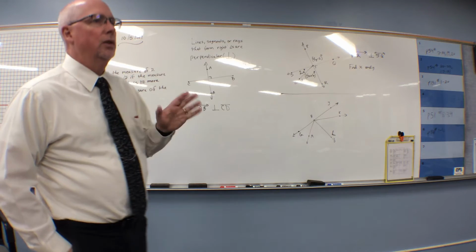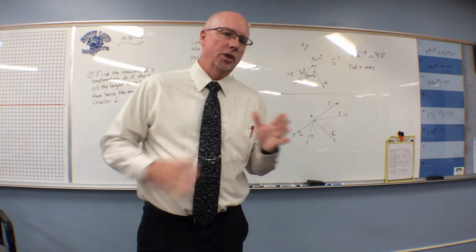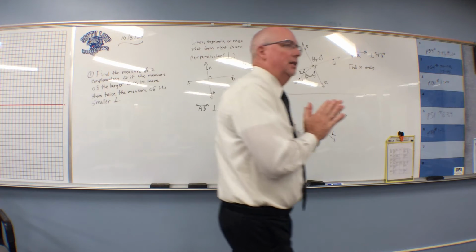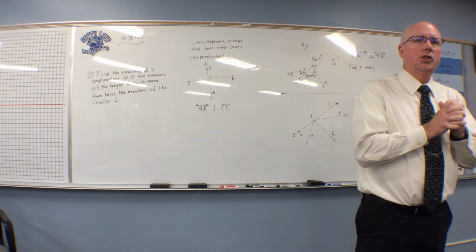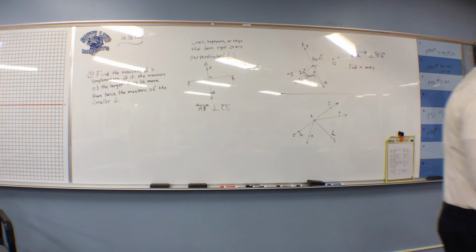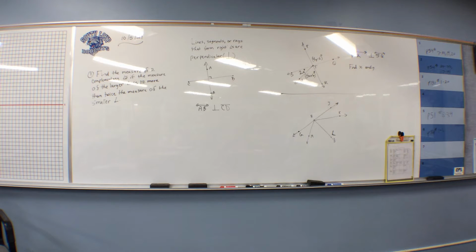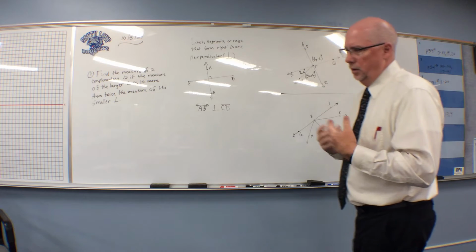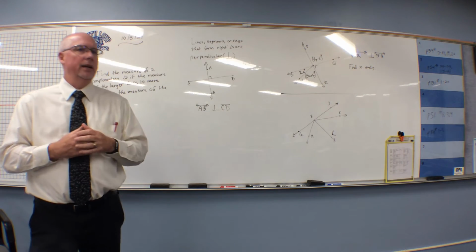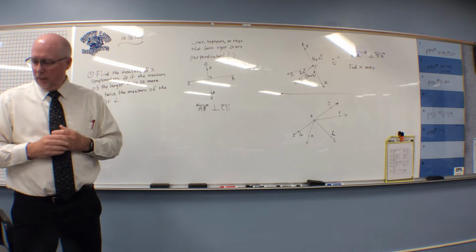Yesterday, just a quick review of what we talked about. We talked about adjacent angles. Adjacent angles are two angles that are side by side. They share a common vertex, they share a common side, and they have no interior points that are common. That's what we meant by adjacent. We talked a lot about how different lines, segments, and rays could be adjacent.